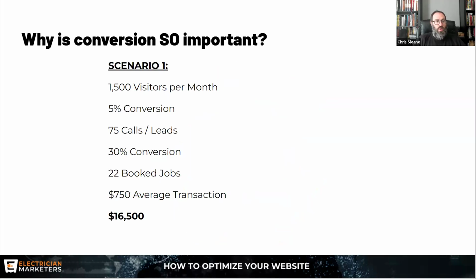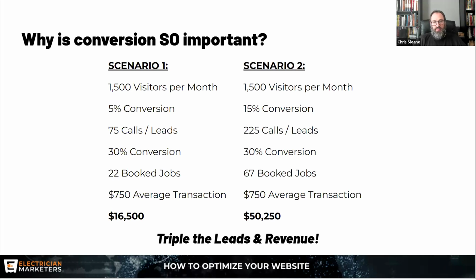And so if we think about why conversion is so important, it's really one of those things that flows directly to the bottom line. So if you look at scenario one, you get 1,500 visitors per month and 5% of them convert. Okay. Turns into 75 calls or leads. And say you convert 30% of those and your average transaction is $750. That's about $17,000 of revenue. Well, what happens if you convert three times the number of those visitors? Well, it triples your revenue, triples your booked jobs.